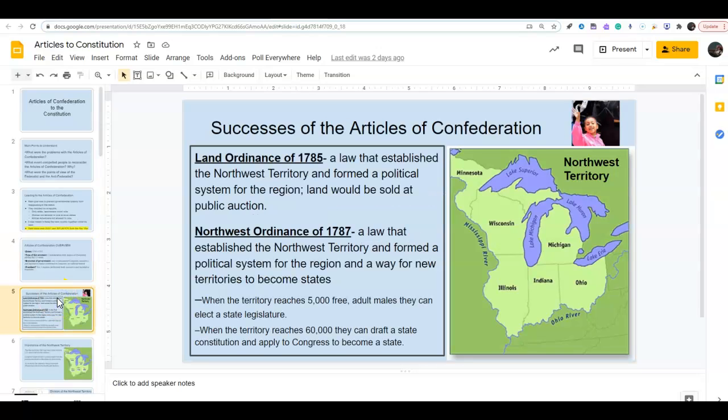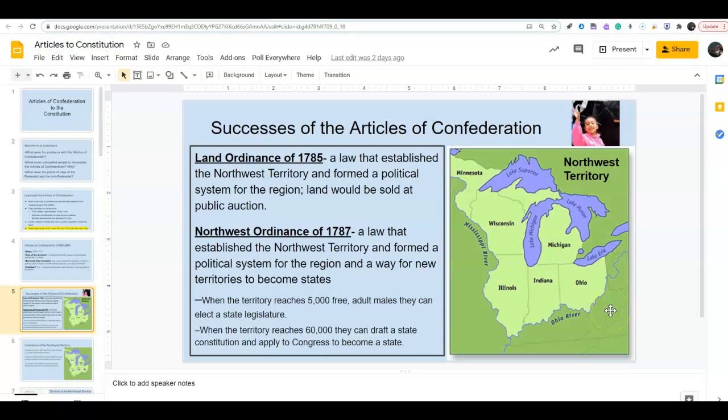Now, not everything under the Articles was bad. What we have are basically the 2 good things that happened. So the United States needs money, and it can't ask for money from the people because it can't collect taxes. So what it has to do is it has to sell stuff. If you recall, the United States won in the Treaty of Paris of 1783. The United States won all lands east of the Mississippi. Now, this here is the Ohio River, and right through here on this map are the Appalachian Mountains.